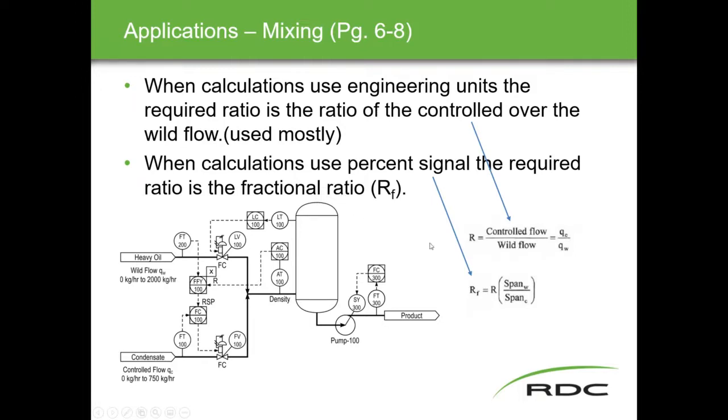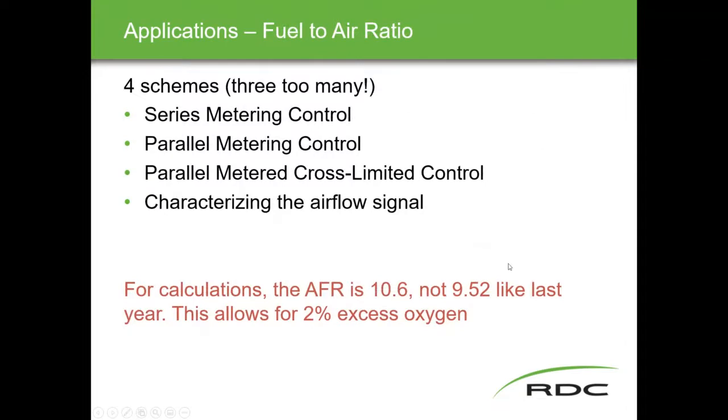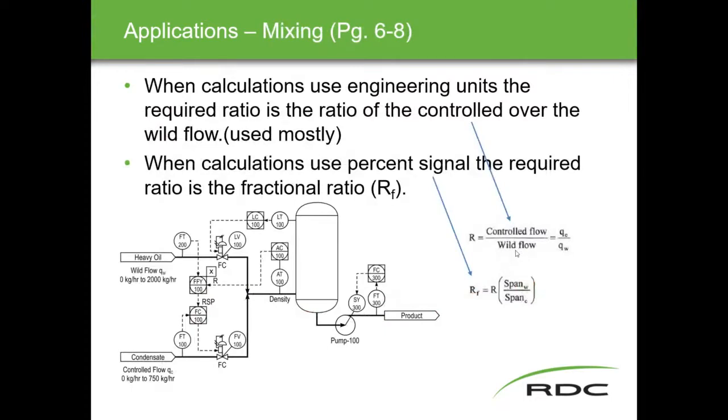When it's engineering unit style, we use this formula here, controlled flow over wild flow. And when it's percent signal or fractional, that's what RF stands for, ratio fractional, we use this formula. And you'll see examples of these two formulas in the next couple of slides here. Okay, so as you would guess, we mentioned these two here. Most of the time, we're gonna end up using this one. Again, it's kind of that technological advancement in the process design.